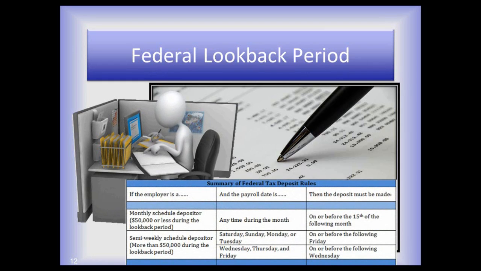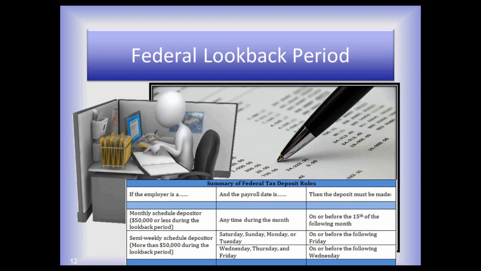So let's look at this a little bit closer. If the employer reported $2,500 to $50,000 for the look-back period, the employer is a monthly scheduled depositor. Payment is due through EFTPS on or before the 15th of the following month. If the entity reported more than $50,000, then the entity is a semi-weekly scheduled depositor. If the payroll pay date is on a Wednesday, Thursday, or Friday, the payment is due through EFTPS on or before the following Wednesday. If the payroll pay date is on a Saturday, Sunday, Monday, or Tuesday, the payment is due through EFTPS on or before the following Friday.